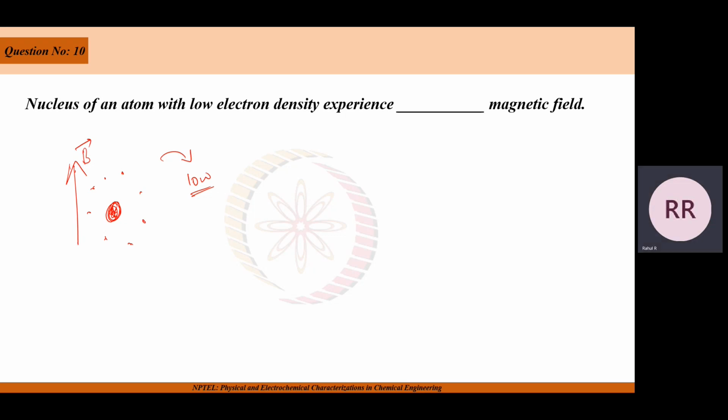I think you guys got enough time to think about the answer. The question was, a nucleus of an atom with low electron density experiences dash magnetic field. The answer to this is a stronger magnetic field. This is because of something called the shielding effect, which shields the nucleus from the external magnetic field so that the nucleus experiences only a weaker field when the electron density around the nucleus is very high.